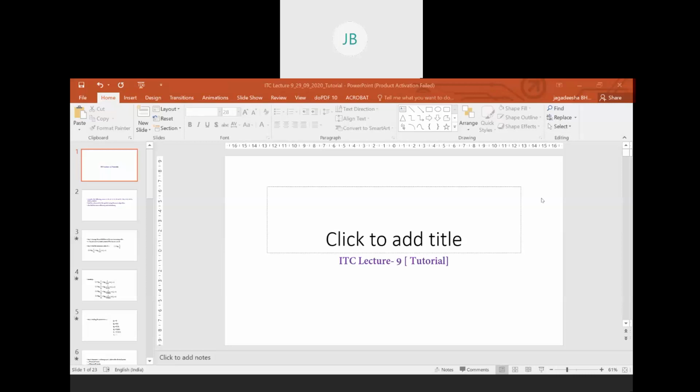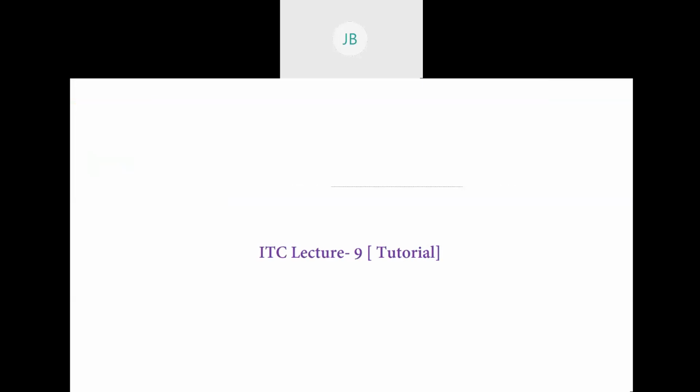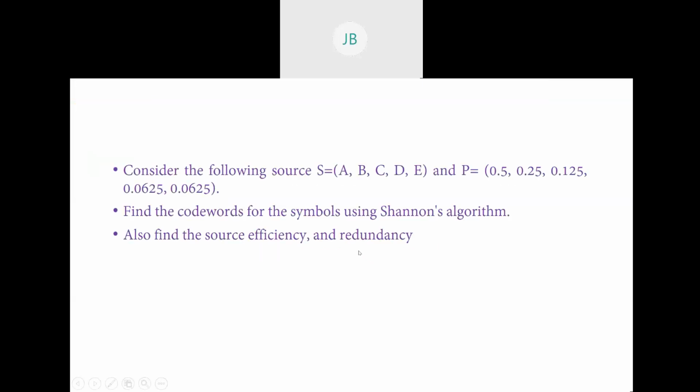So today we will discuss some of the questions here. Today's lecture will be mainly the tutorial. So the first question that we address is regarding Shannon's encoding.